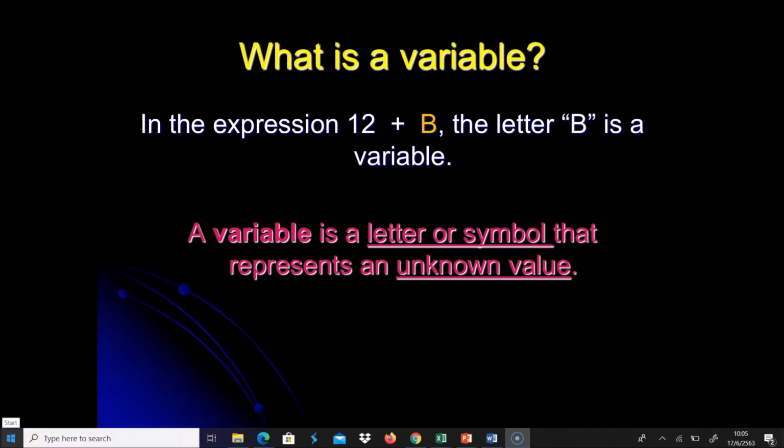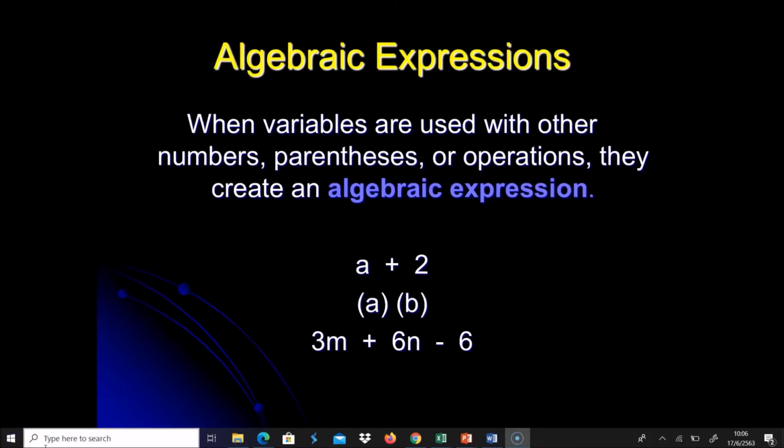The letters from the alphabet are used as variables. Oftentimes, we use the first letter of the name of the missing quantity. For example, we can use N for the missing number, D for distance, and so on. But have you noticed what is the most popular variable used by many? Yes, it's X. Another type of expression called an algebraic expression is formed when variables are used with other numbers, parentheses, or operations.